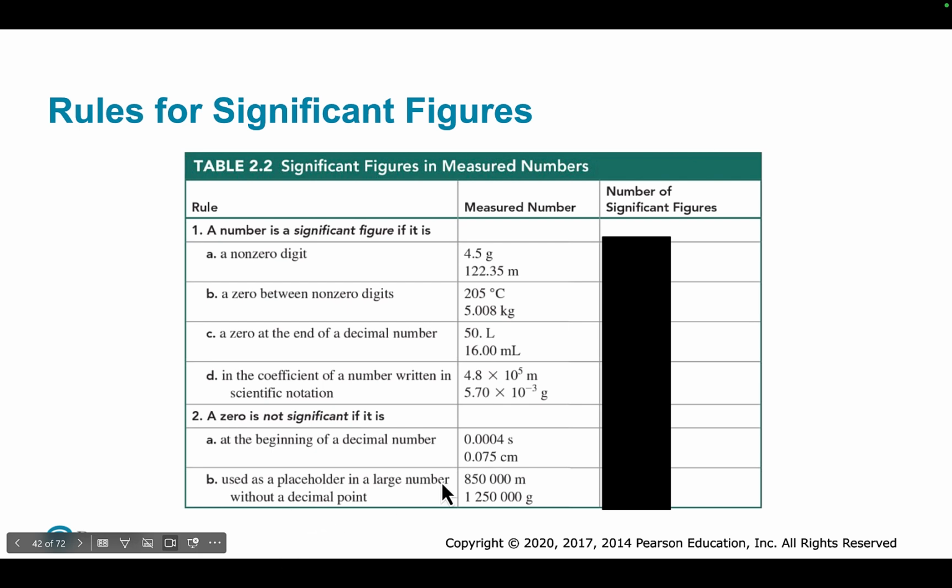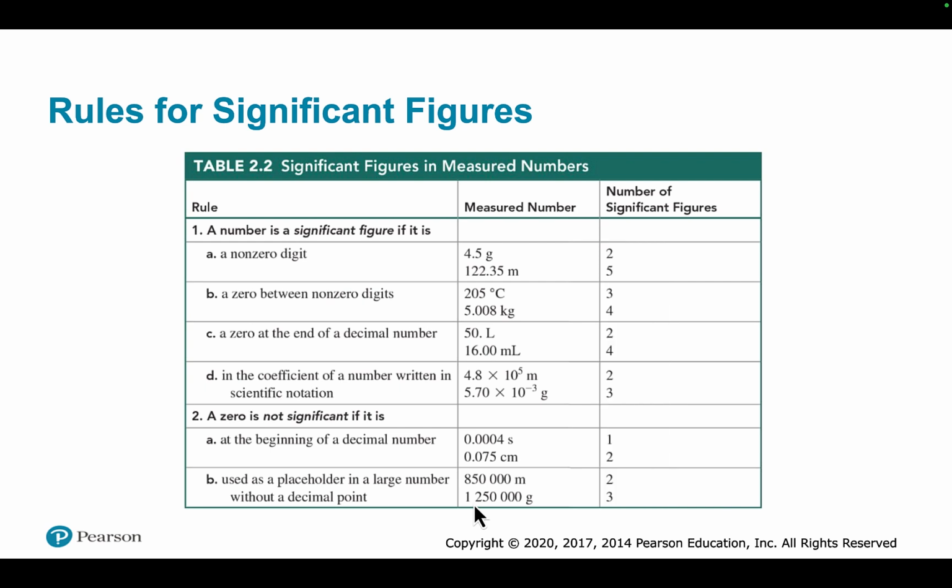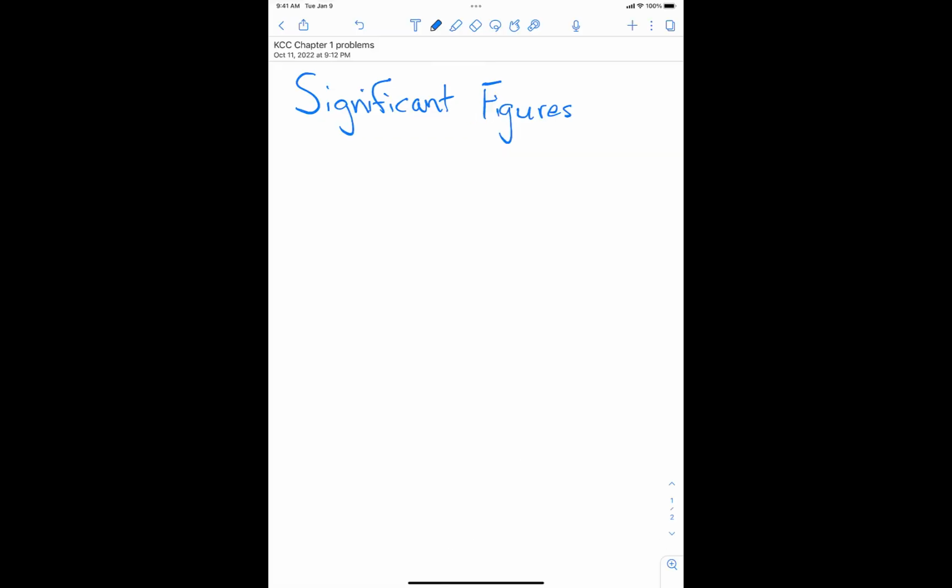If it's used as a placeholder in a large number without a decimal point, so again, there's no decimal point here, none of these trailing zeros are significant. So this would have 2 and this would have 3. Feel free to work through those and let me know if you end up with any questions regarding that. All right, so what we're going to do here is go over a few examples of significant figures.